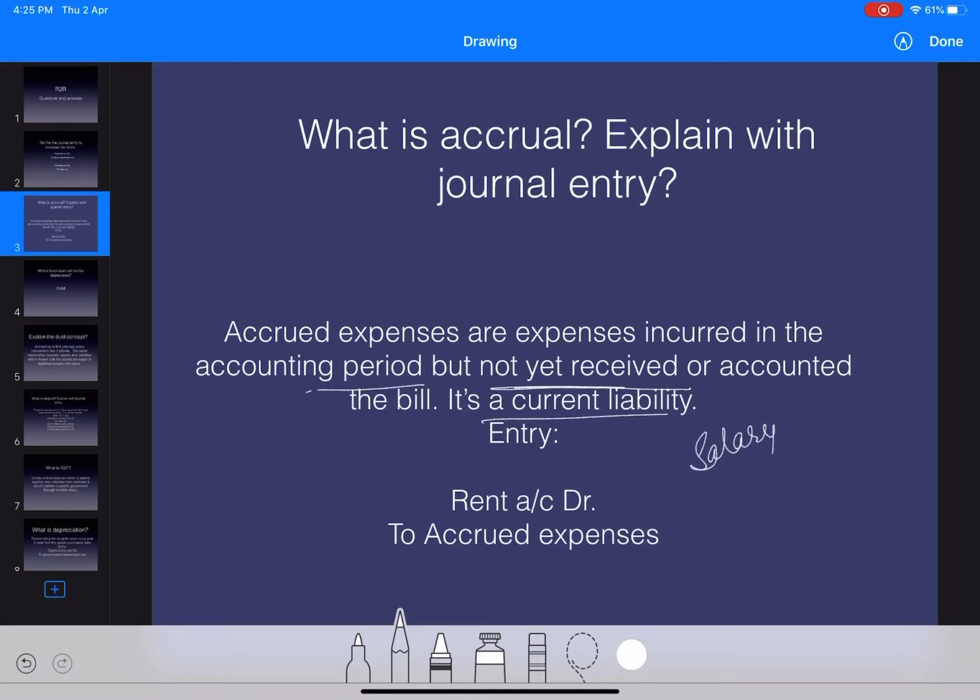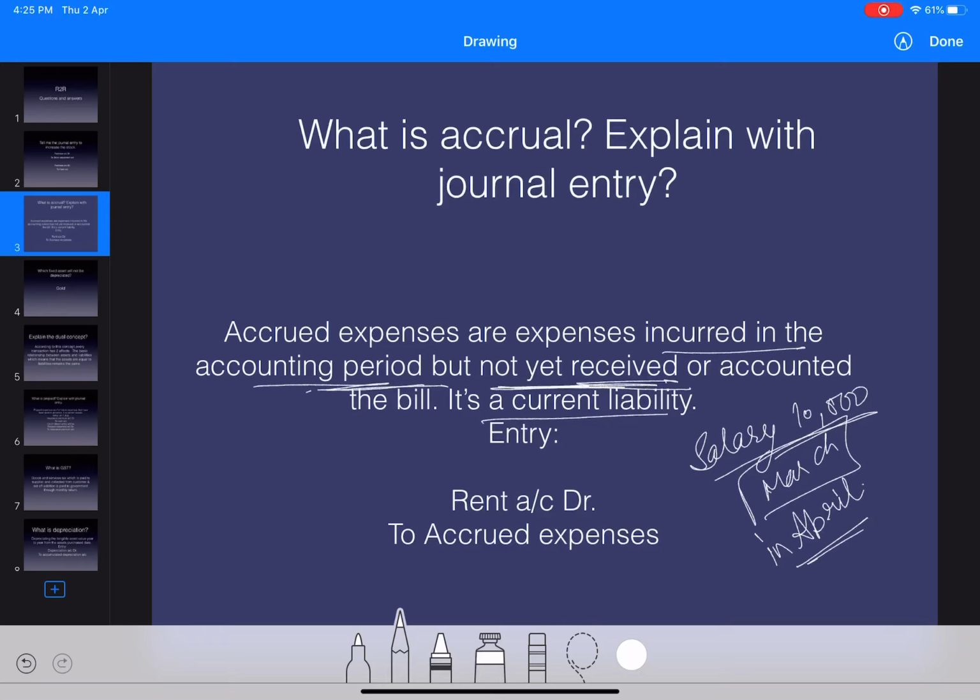All right, so suppose my salary is 10,000 a month. I have provided my services for the month of March. Now the company will pay me the salary for the month of March in April. So this is an accrual expense for the company. Accrued expenses are the expenses incurred in the accounting period but not yet received or accounted the bill. That is why it is a part of current liability, that you have to pay after a month, 10 days, 2 days, 3 days, but you have to pay. That is why it comes under current liability.